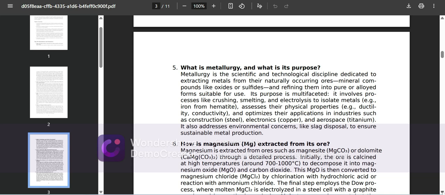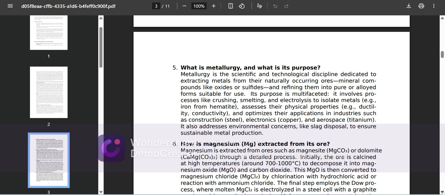What is metallurgy and what is its purpose? Metallurgy is the scientific and technological discipline dedicated to extracting metals from their naturally occurring ores, minerals, and compounds like oxides and sulfides, and refining them into pure or alloyed forms suitable for use. Its purpose is multi-phased. It involves processes like crushing, smelting, and electrolysis to isolate metals, example, iron from hematite.